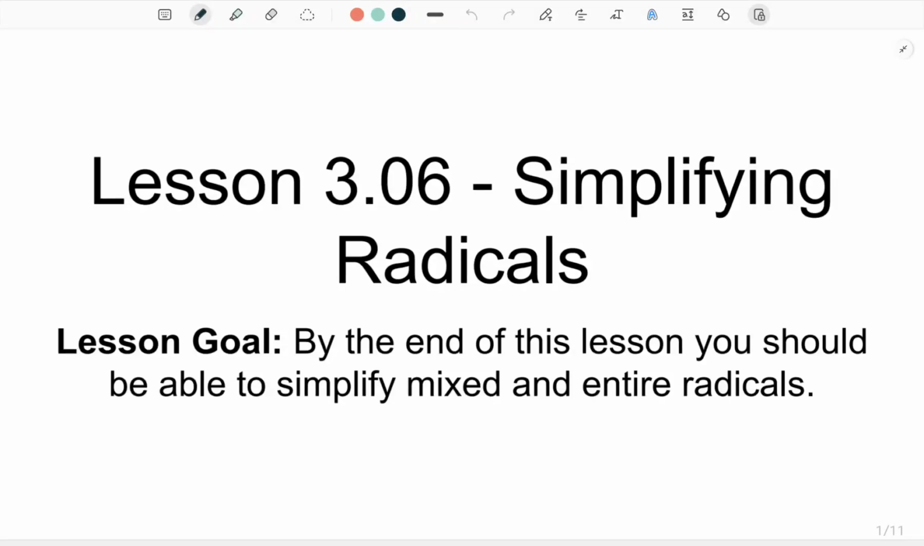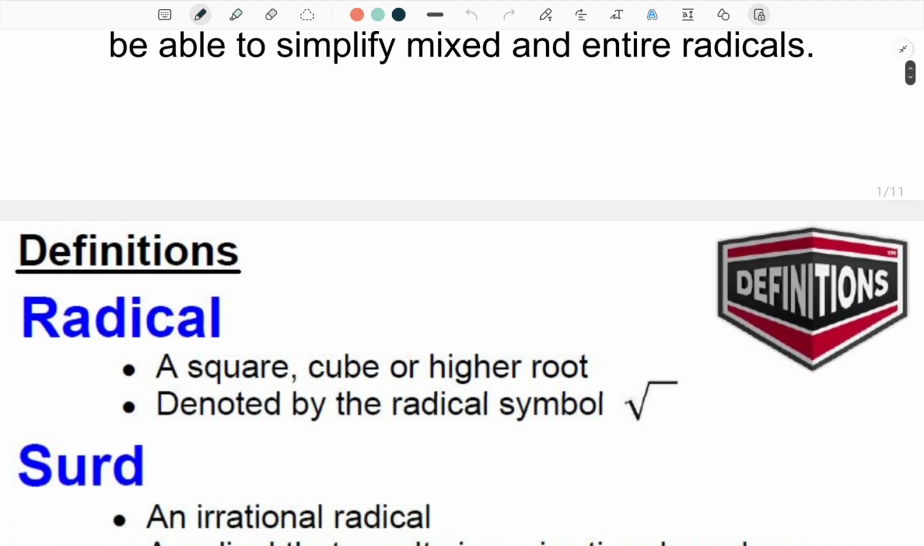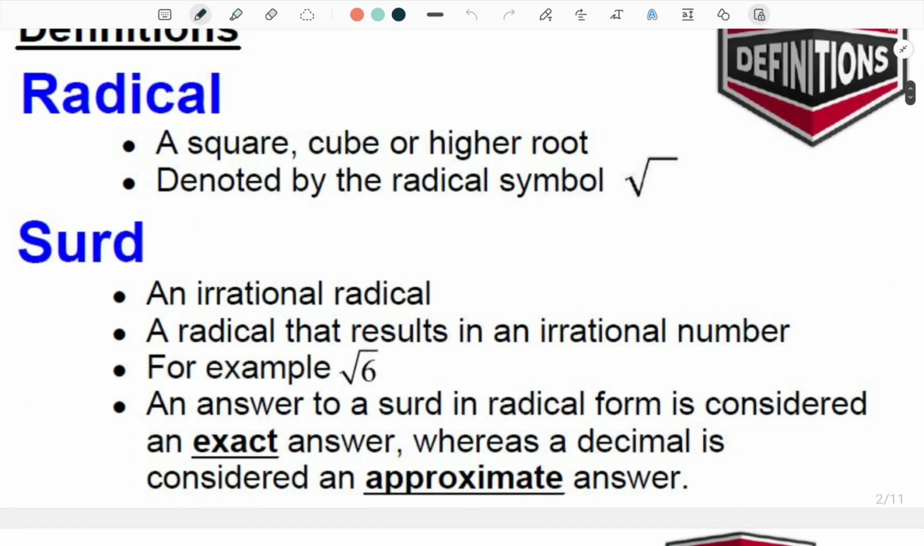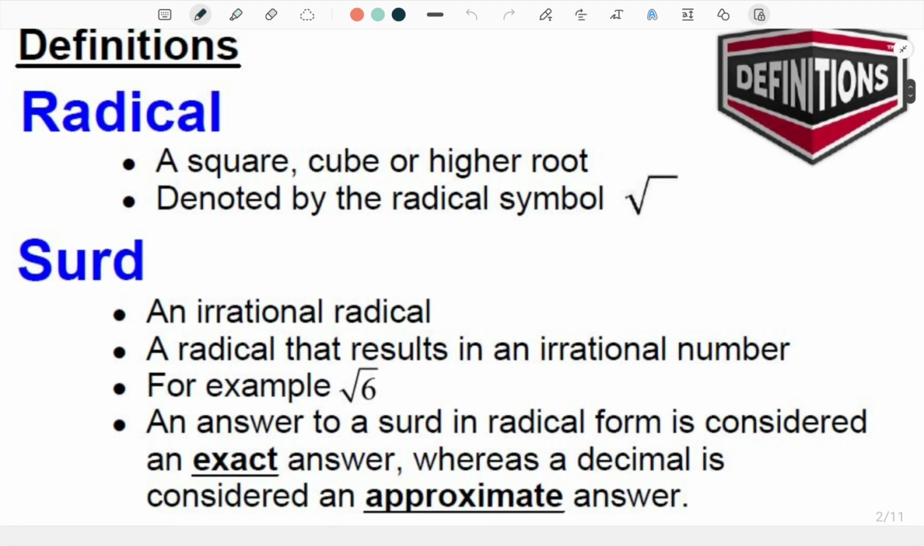We are going to be looking at simplifying radicals. All right, so what is a radical? What are mixed and entire radicals? We'll see. Just a bunch of definitions. These are already on the note, so just read through them. I'll just highlight some important things as I go through this.